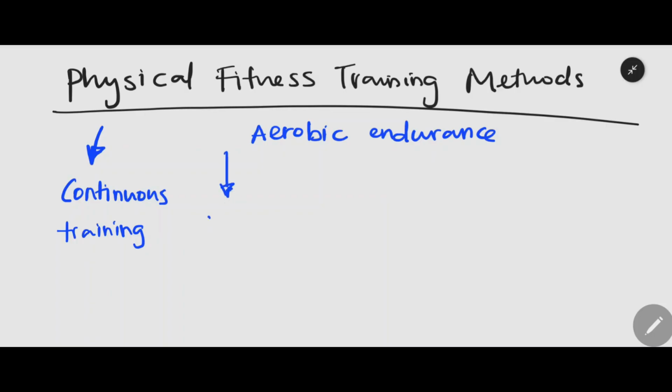Then we have fartlek training. And no, this doesn't have anything to do with farting. This is a training method where you're moving through different types of terrain at a different pace. For example, cross-country running, you might be running on a pavement and then running across mountains and then running in a puddle. These are different types of terrain and you're going to be moving at different speeds. So that's fartlek training.